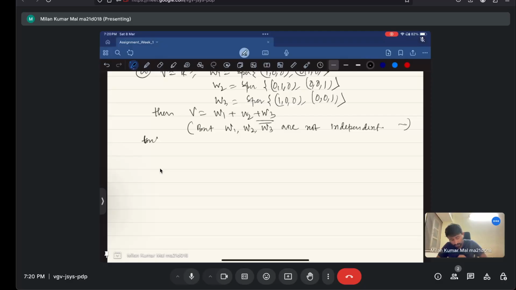Therefore, V is not equal to W1 direct sum W2 direct sum W3. Here actually direct sum is not possible. So therefore, option A is false.